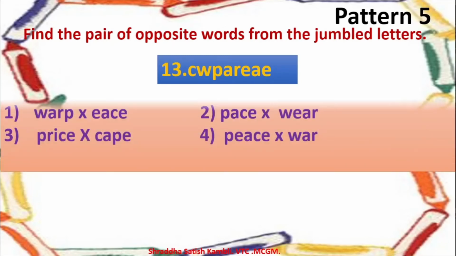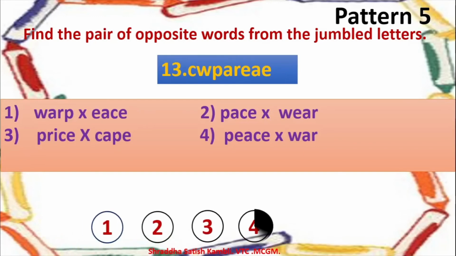Let's see. So you have warp and ease, then you have pace and wear, you have price and cape, and you have peace and war. Is it easy or is it difficult? I know it's very easy. So which is the answer? Answer number 4. Peace and war.